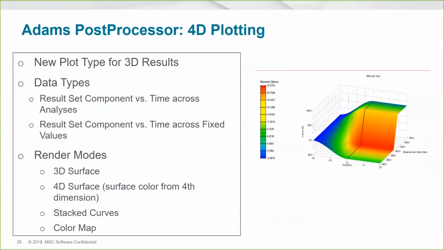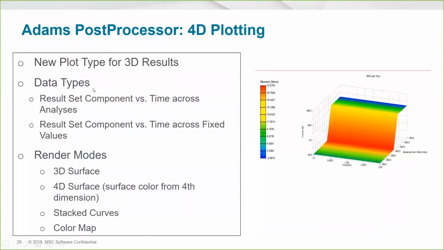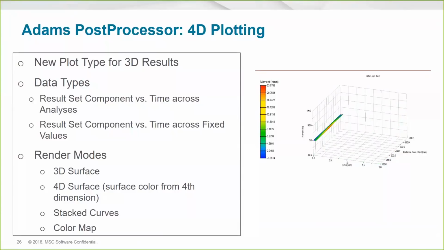Moving to the post-processor, we've added our so-called 4D plotting capability. This is essentially a new plot type for three-dimensional results. We are able to support two styles of data types with this. You could take a result set component versus time and see how that varies across a number of analyses. Or we could take a result set component versus time and see how that varies across fixed values.